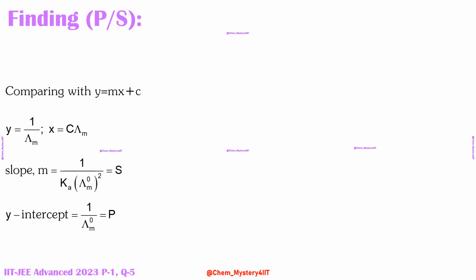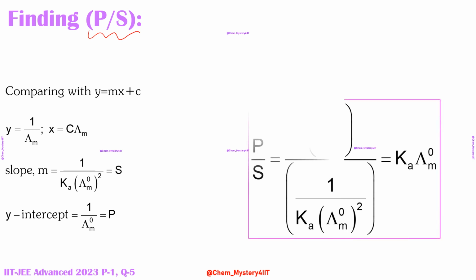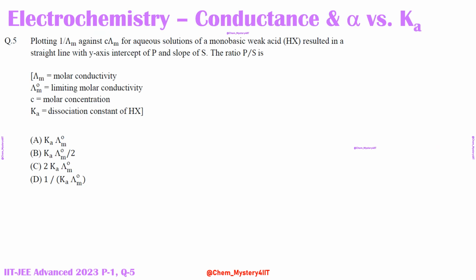Now what they asked, we had to find p divided by s. So we'll do p by s. This is going to be 1 by lambda naught divided by 1 by k lambda naught squared. That is turning out to be Ka times lambda naught. That was option number A in the question given. That was all in this question.